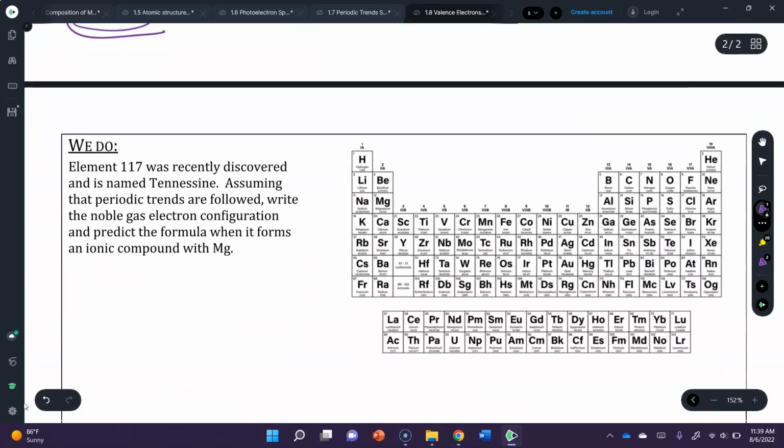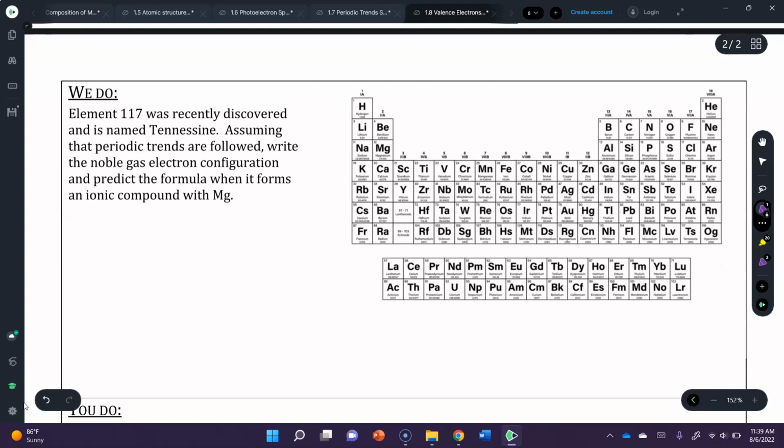Okay, let's look at the we do. Element 117, which is tennessine, was recently discovered. Assuming that periodic trends are followed, write the noble gas electron configuration and predict the formula when it forms an ionic compound with magnesium. So the nearest noble gas is radon, and I'll help you with this one.